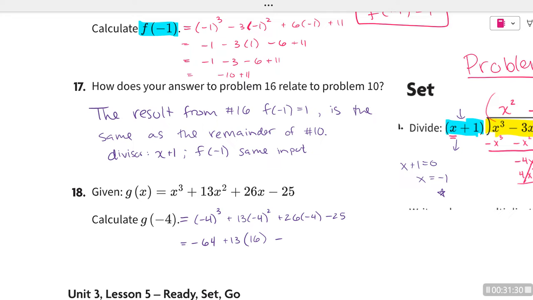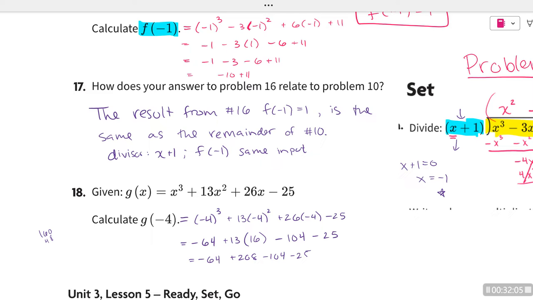I like to do 26 times 2 is 52, and then times another 2 we get 104. So negative 104. You can also do it off to the side if you prefer. Okay, so 13 times 16. Well, you can do 10 times 16 is 160, and 3 times 16 is 48, so we end up with 208 there. So negative 64 plus 208 minus 104 minus 25.